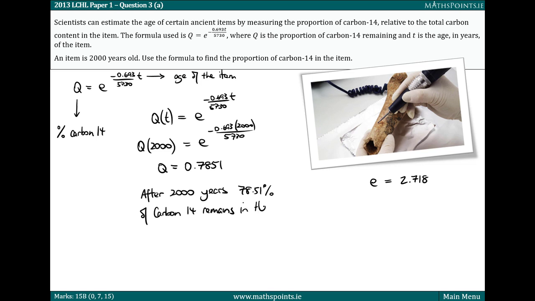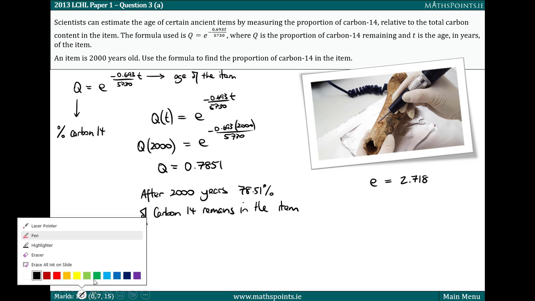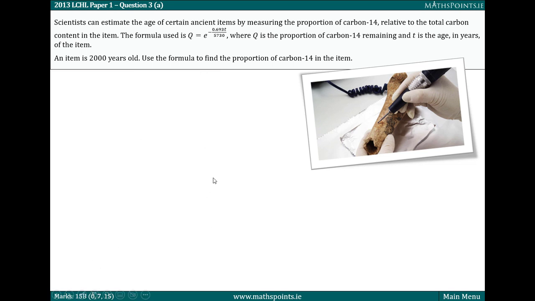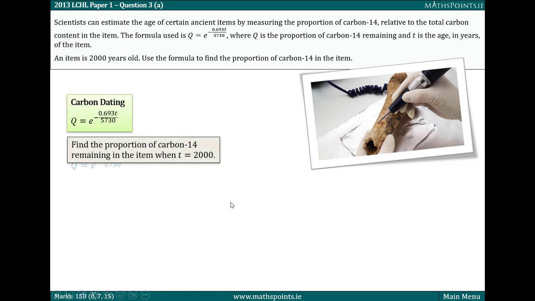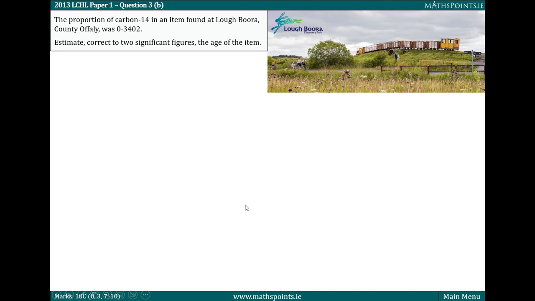So that's a fairly straightforward inputs question. We've been given a formula, we input a value and we get out the percentage. So if we have a look at it again quickly here, we have our formula and it's simply a substitution question. We're going to put 2000 in for the T and then throw it into the calculator and we get 0.7851 or 78.51%. Second part of the question is going to be us trying to solve for T, the time.